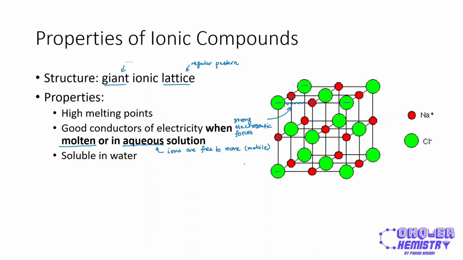The third property is that they're soluble in water. Now, I'm not going to go into the details of why that's the case. That's for a future video. But just need to remember that salts and other ionic compounds in general, such as sodium chloride, are generally soluble in water. All right, so that's enough about ionic compounds.